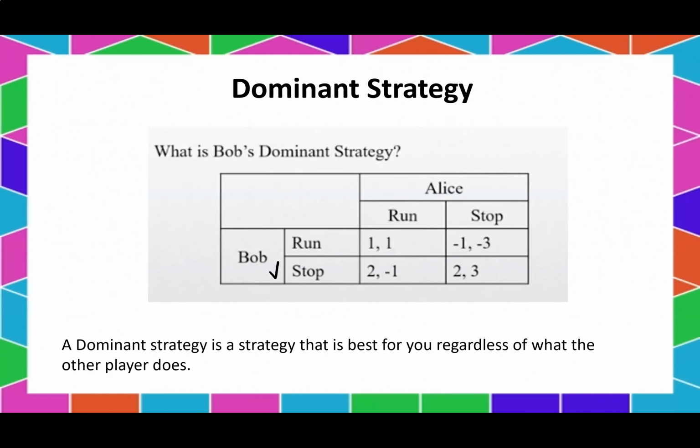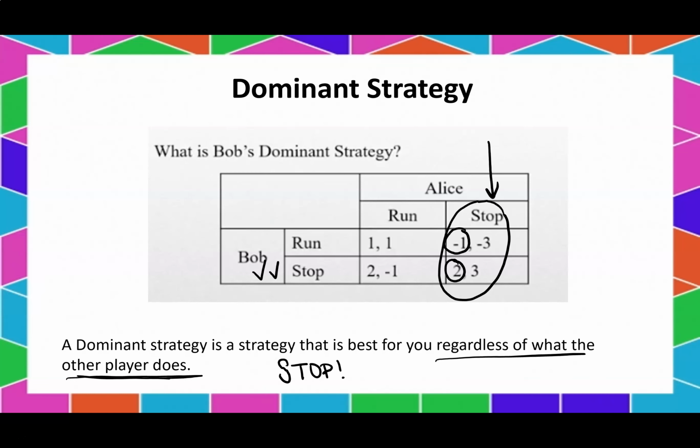Now let's look at the other situation. Let's say that Alice chooses to stop. Let's look at this. Which one's better for Bob, -1 or a 2? Well, obviously 2. So in this case, Bob should stop as well. So Bob's best strategy would be to stop, because in both situations, regardless of what the other player does, the better situation would have been for them to stop.